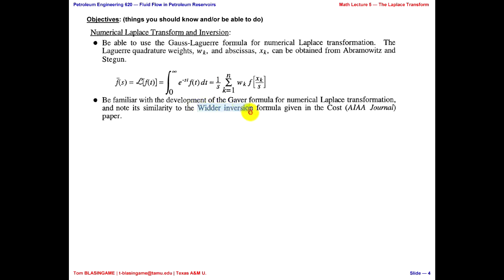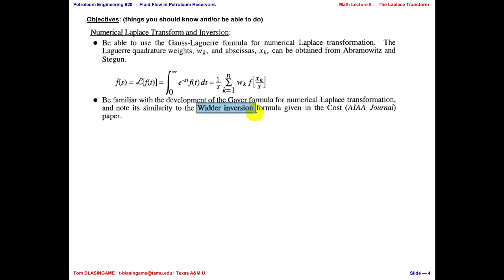And Widder talked about the idea of differentiating the function in the Laplace domain an infinite number of times. And of course, that's not possible, but each differentiation would yield another expression by which you could build an approximating function. And in a way, the Gaver algorithm has the same structure. That was the way that Gaver explained it, but it's not the same as the Widder algorithm. The Widder algorithm wasn't very good, to be honest.